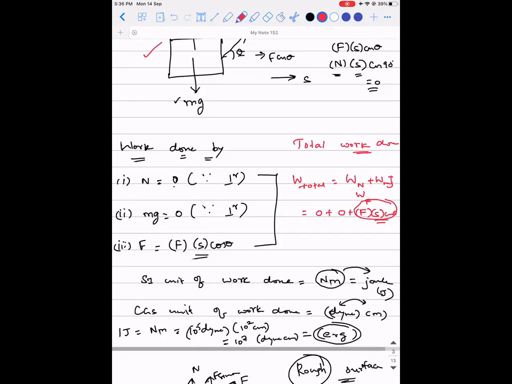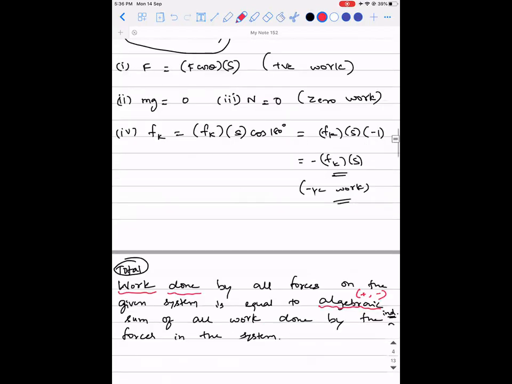In the same context, if I ask you what is the total work done in this scenario? It will be, tell me, work done by force F plus work done by mg plus work done by N plus work done by kinetic friction. What is the work done by force? F is constant. Plus 0 plus.